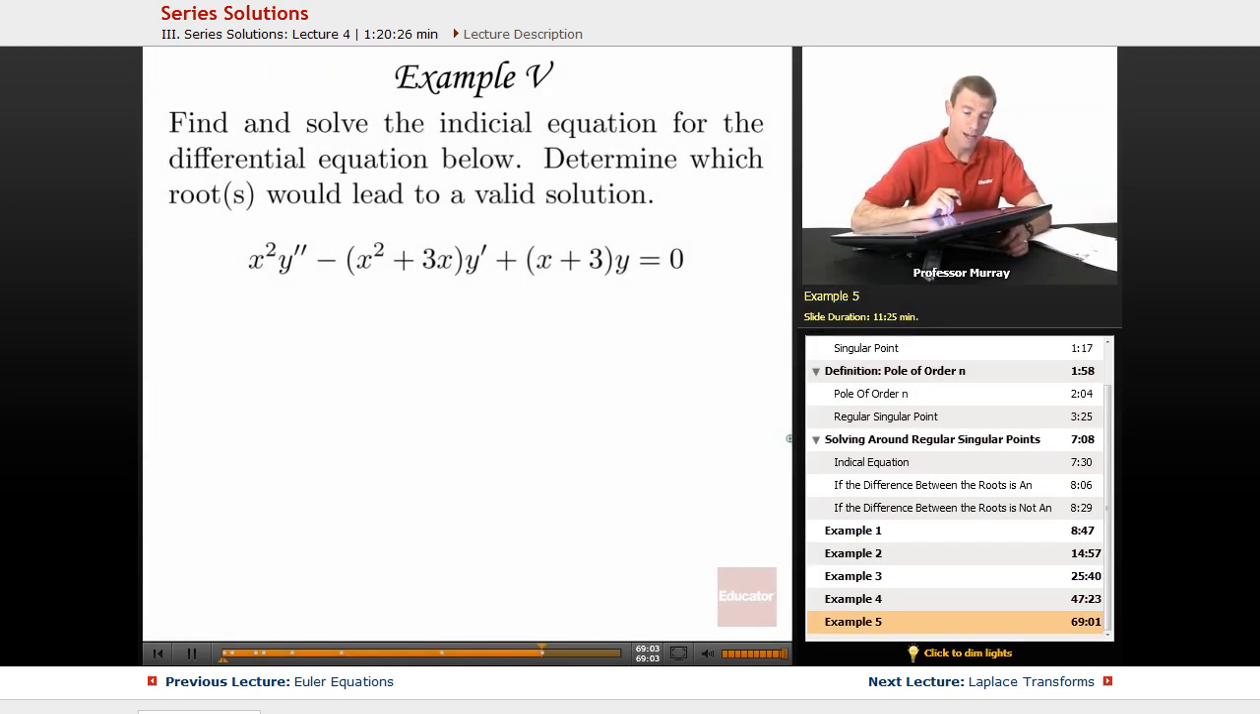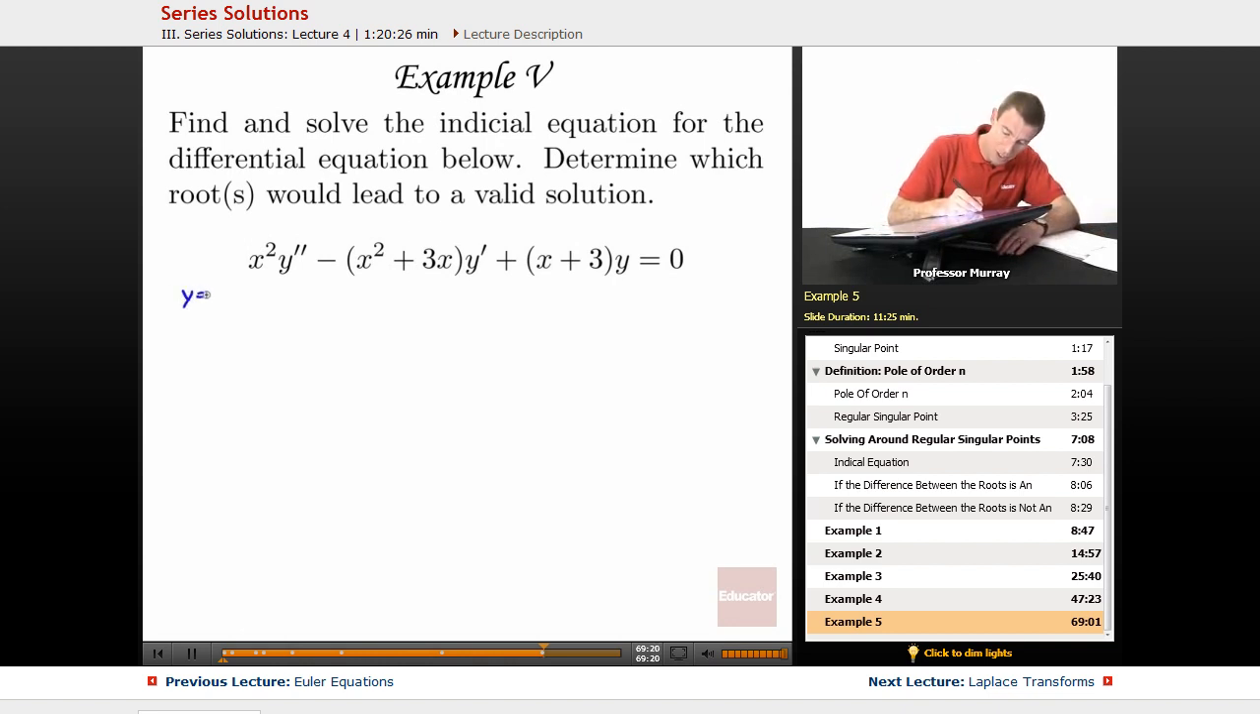Example 5, we have to find and solve the initial equation for another differential equation and see what the roots are and determine which roots would lead to a valid solution. So let's go ahead and see how that one works out. Again, we start with the same exact guess as before.